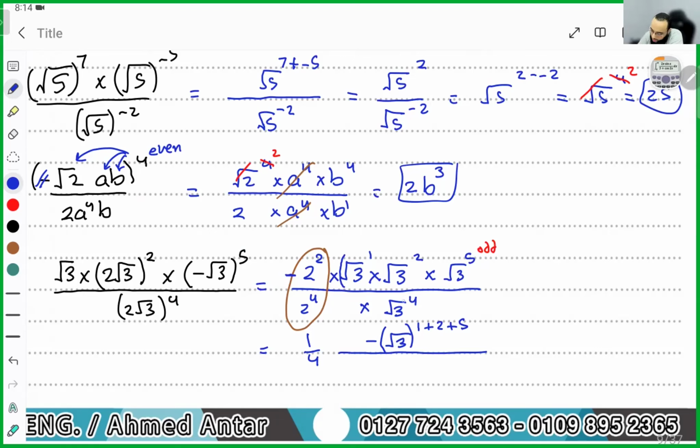Okay. And then it's root 3 power of 8 over root 3 power of 4, which is root 3 power of 4, and this is the negative. We can write it here, negative, with 1 over 4.